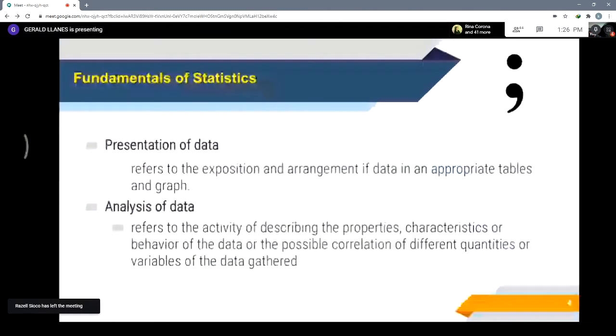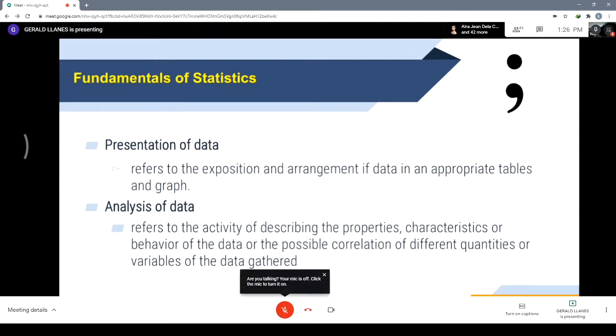Now, let's talk about the analysis of data naman. It refers to the activity of describing the properties, characteristics, or behavior of the data, or the possible correlation of different quantities or variables of the data that we have gathered. So in the analysis of data, it's time for you now para magkaroon ka ng basis kung paano mo i-interpret yung data na yun. Kasi before you interpret, you analyze first. So dito, this is to test the relationship of data being treated.